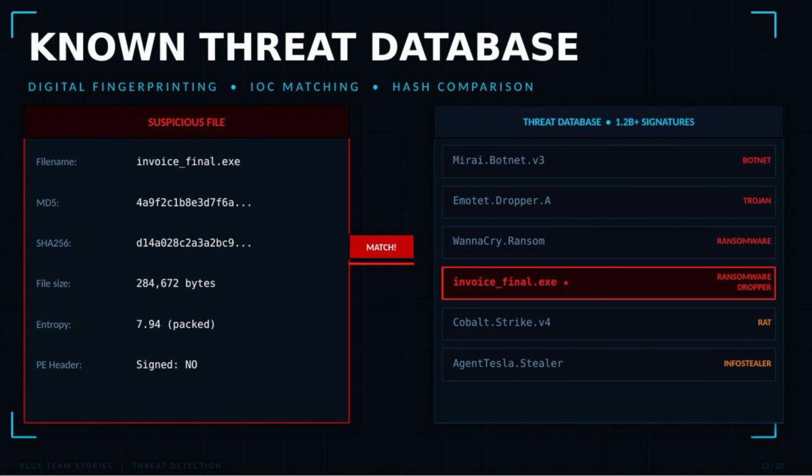Known threat matching. Threat databases contain millions of known malware signatures collected from previous attacks around the world. When files or activities are scanned, the detection system compares them against this massive library of known threats. If a match is identified, the system can immediately classify the threat and apply security actions such as quarantine, blocking, or alert generation. This process allows organizations to quickly defend against previously identified malware families and attack techniques.